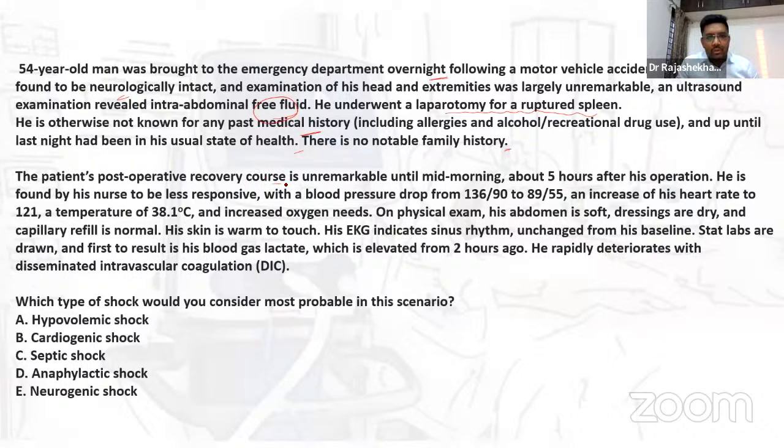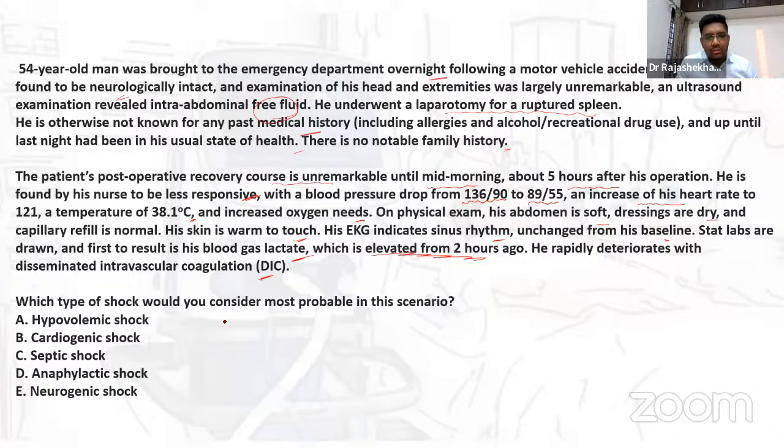In the post-operative recovery course, he was unremarkable until mid-morning, about 5 hours after his operation. He is found to be less responsive, with blood pressure dropping from 136 by 90 to 89 by 55, and an increase in heart rate to 121, with a temperature of 38.1 and increased oxygen needs. On physical examination, his abdomen was soft, his dressings were dry, and capillary refill was normal. His skin is warm to touch. His EKG indicates a sinus rhythm unchanged from his baseline. The stat labs are drawn, and the first result is his blood gas lactate, which was elevated from 2 hours ago. He rapidly deteriorates with disseminated intravascular coagulation.